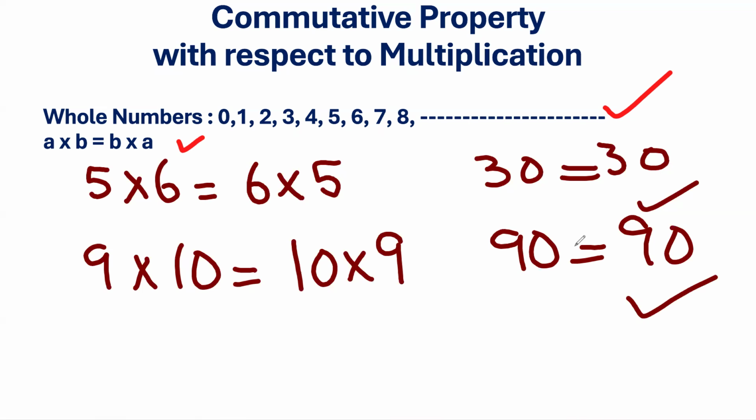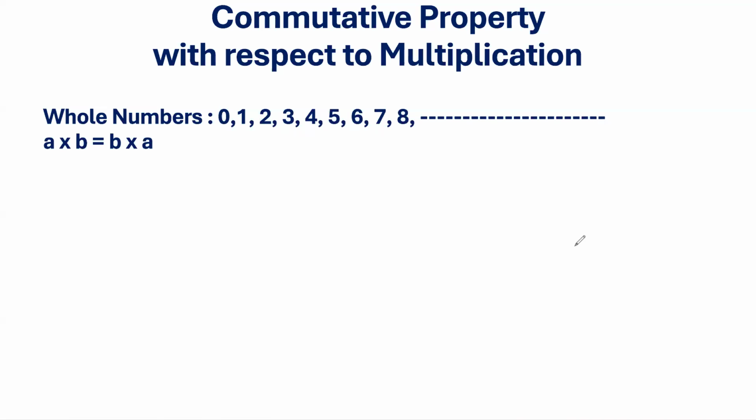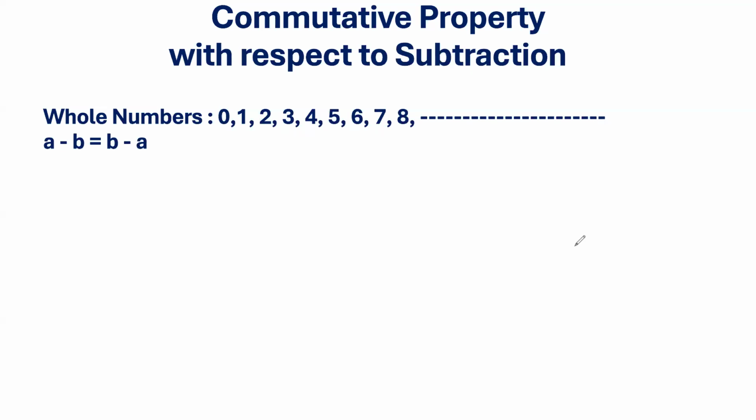Now, another question is commutative property with respect to subtraction. You have to check in whole numbers. Whole numbers are 0, 1, 2, 3, 4, 5, 6, 7, 8, 9. It's going till infinity. These are the whole numbers starting from 0. So you have to check A minus B is equal to B minus A. This is the commutative property with respect to subtraction.